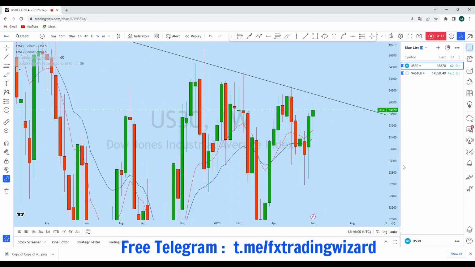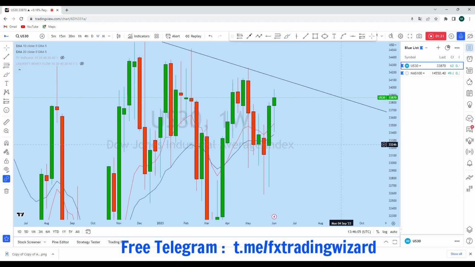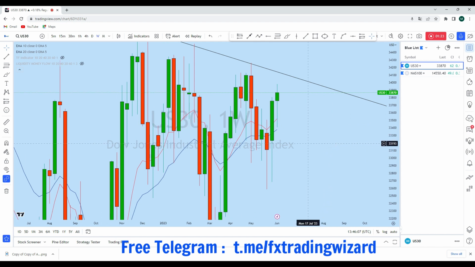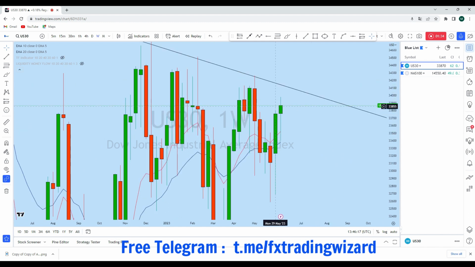Now if we look at the weekly time frame, we can see that from the weekly perspective also the price action is bullish. We have seen previous week there was a long bullish candle. This bullish candle in fact has broken out of this structure completely, followed by this current week where we have seen a long candle which is a pin bar.